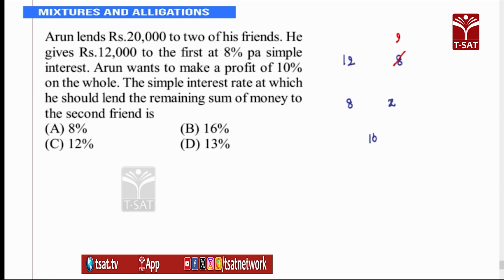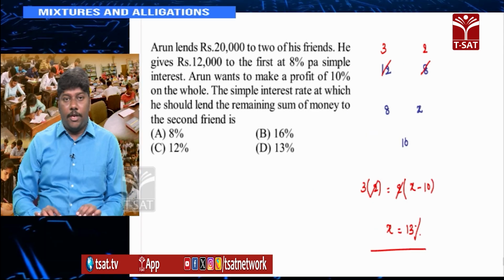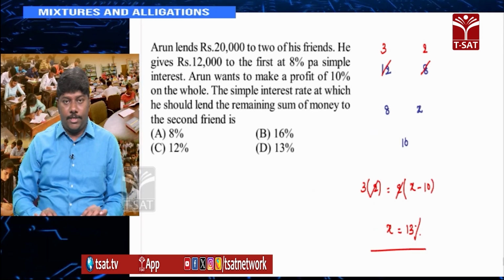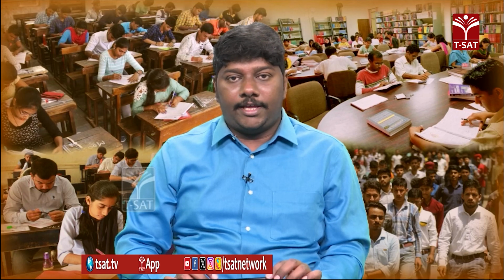You can simplify it further. You are mixing them in 3:2 ratio. So I want 3, the difference is 2. 2 minus 10, because here 8 is less, therefore x must be more. 2 cancels, so x is equal to 13%. He must lend the second sum, that is 8,000, at 13%. So here nowhere we are finding the direct values, we are just applying the formula of mixtures and alligations. You are getting the answer.